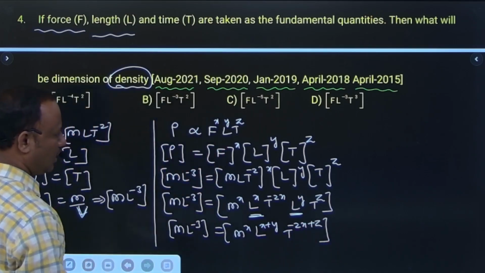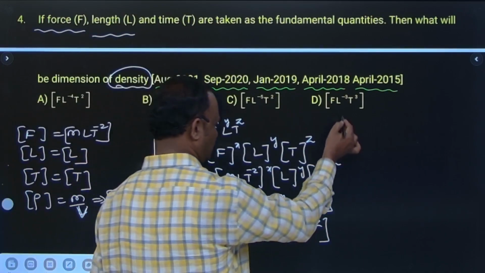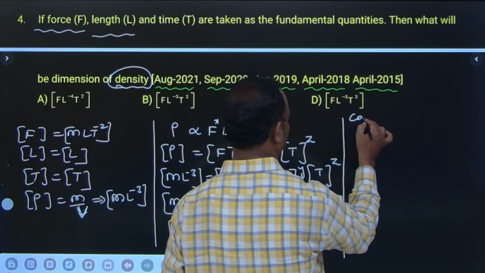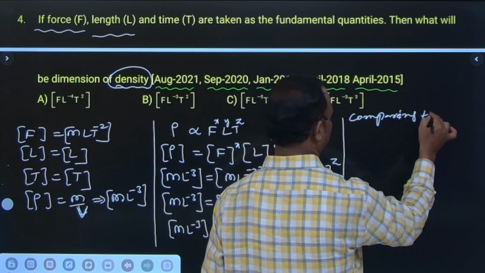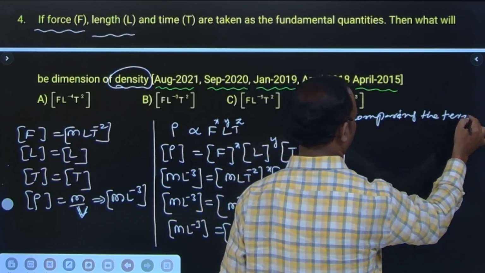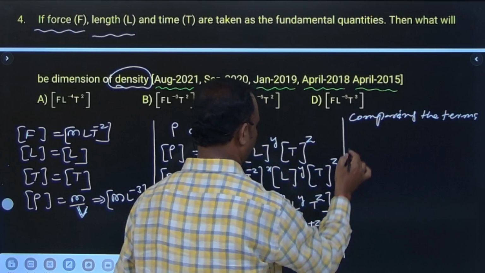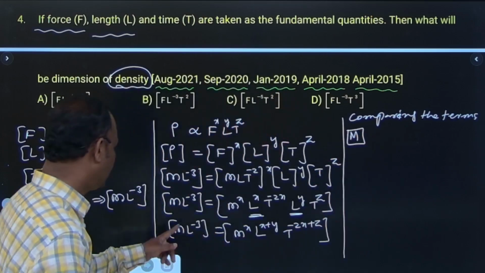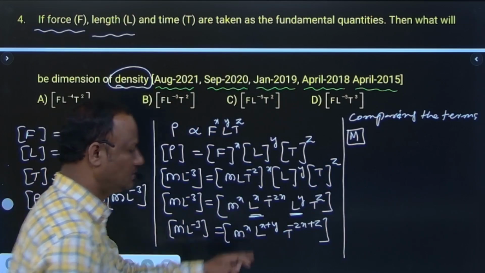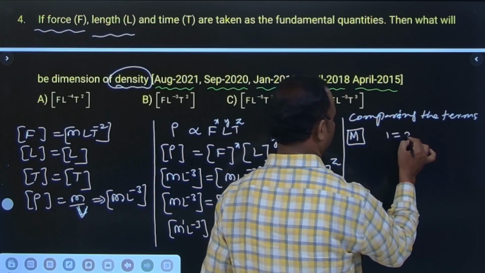Now compare the terms. First, I am comparing the powers of M. The power of M is 1, so 1 is equal to x.